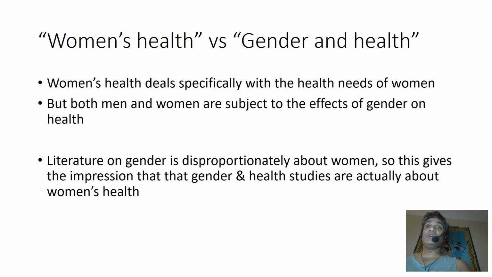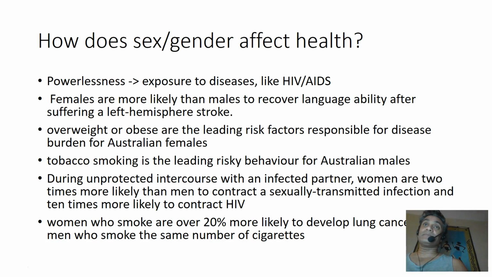The literature on gender and health is, however, disproportionately focused on women for a variety of reasons, largely because they are traditionally underserviced and so there's ripe opportunity to be studied. But because the literature is heavy on the women's component, this gives the impression that when we talk about gender and health, we're actually just talking about women, but we're not. We're talking about men as well.